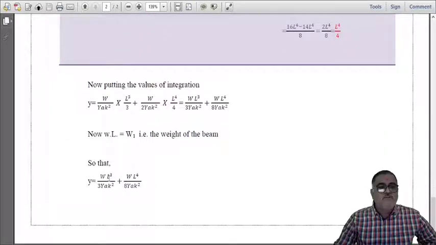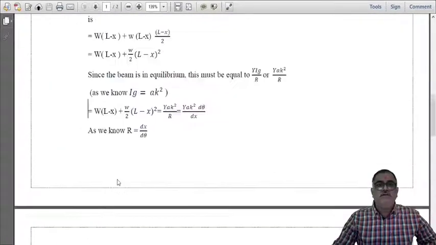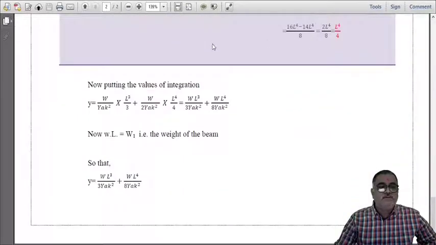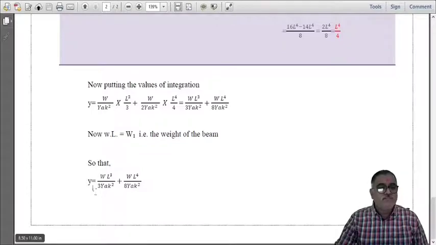Putting this value of W, that is W1, the depression y in the case of a cantilever, when the weight of the beam is considered, as was the case in the beginning, is given by the formula W1 L cube by 3 y ak square plus W1 L raised to power 4 by 8 y ak square. Thank you very much.